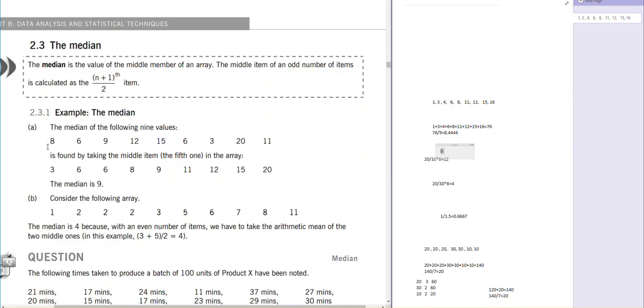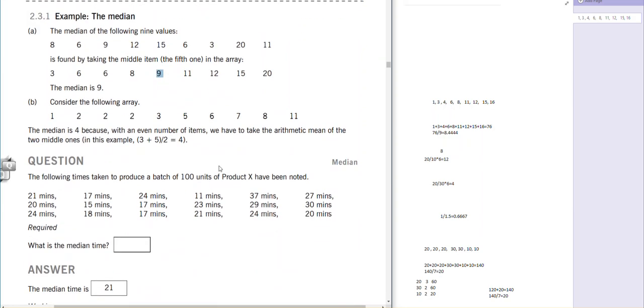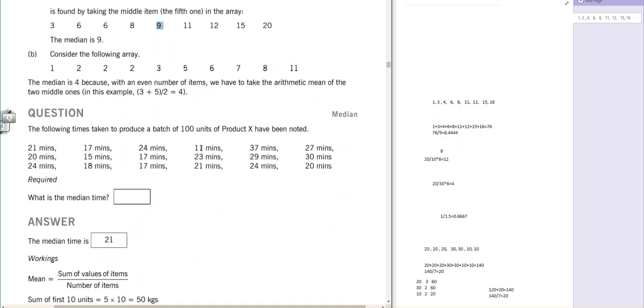Like in this example, where 8, 6, 9, 12, 15, 6, 3, 20, 11. Obviously, you have to arrange it in order. So if you look at the pair of data, we have 3, 6, and 9. Same thing, we have the middle value, which is the 5th one.